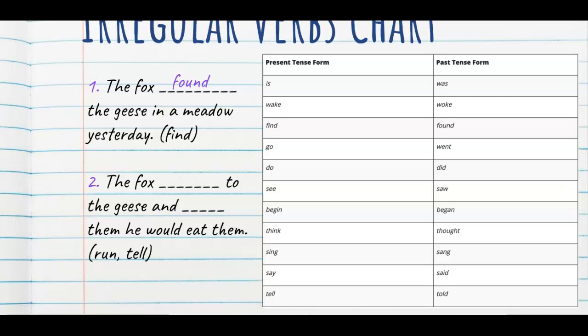Number 2, the fox blanked to the geese and blanked them he would eat them. Were you looking for the past tense of run and tell? The fox ran to the geese and told them he would eat them.